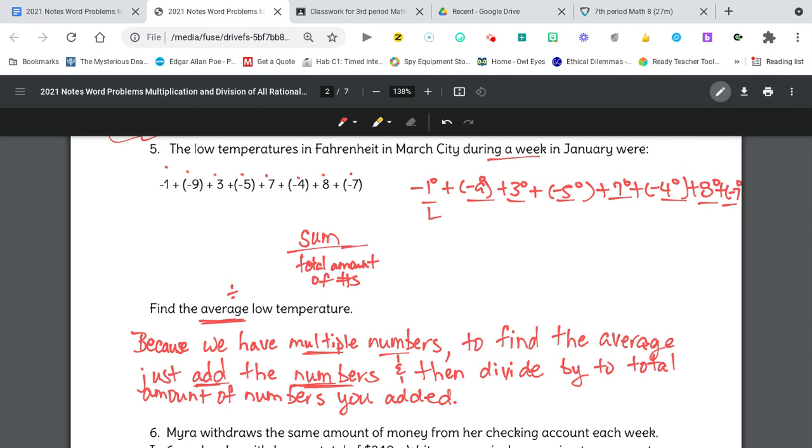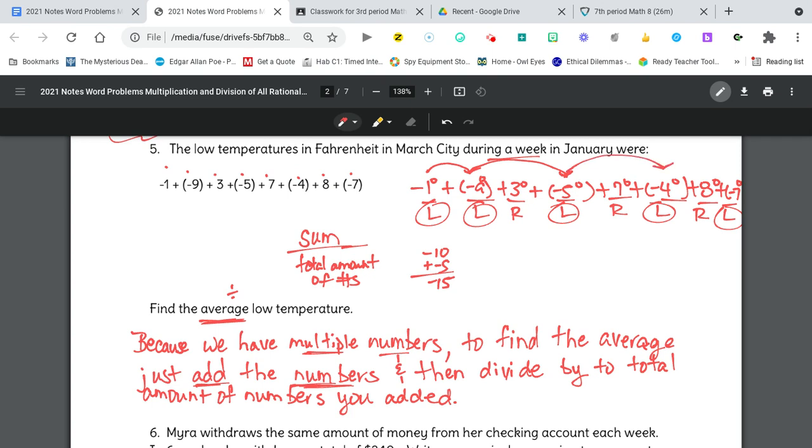So I'm going to take all these. That's to the left, that's to the left, that's to the right, that's to the left, that's to the right, that's to the left, that's to the right, and that's to the left. So I'm going to take all my lefts and add them together. I'm just going to do it this way, guys. -1 and -9 makes -10 because you add and just keep the sign. -10 and -5 makes -15.